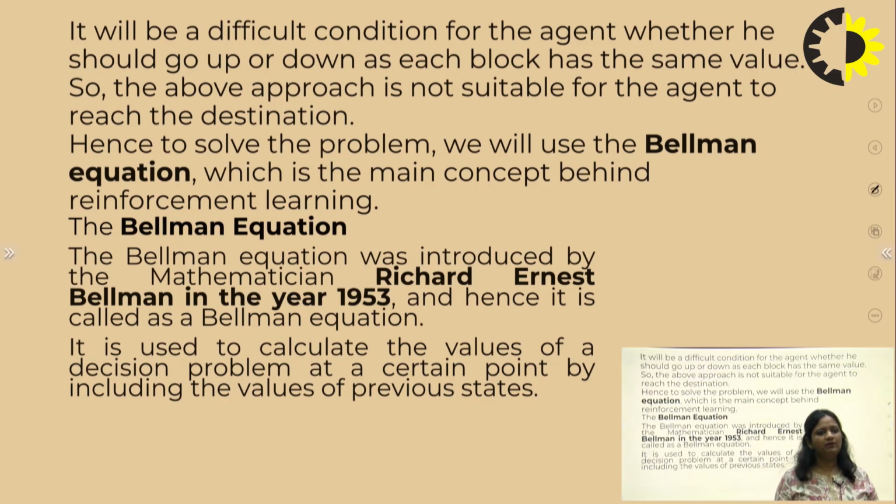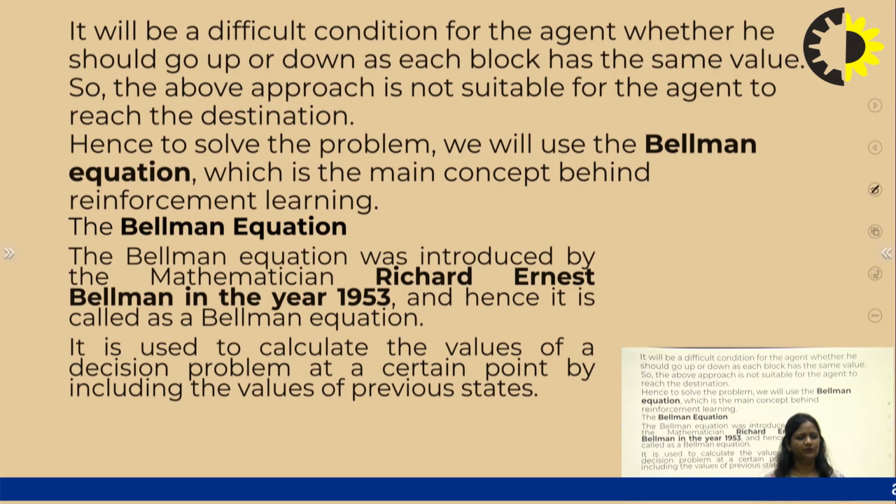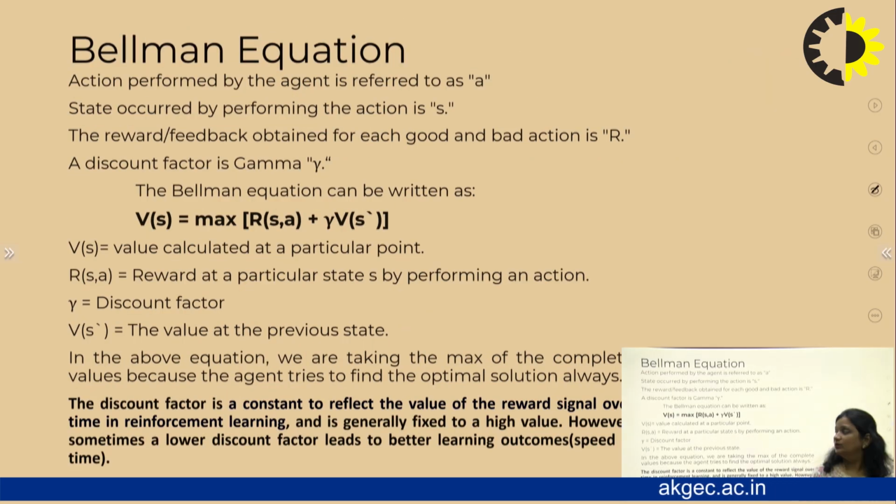So the above approach, the Bellman equation, is suitable for the agent to reach the final destination. The Bellman equation was introduced by the mathematician Richard Bellman in the year 1953. That is why we call this equation the Bellman equation. In the Bellman equation, we use some notations.